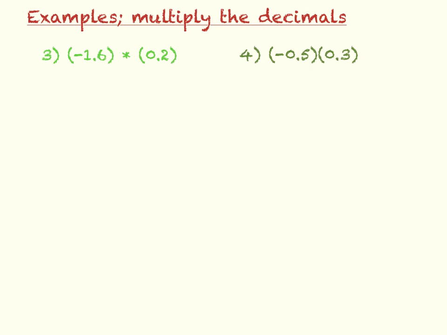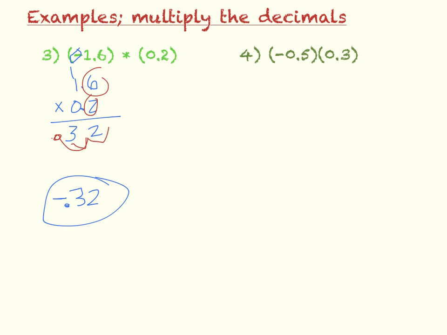Example 3. Negative 1.6 times 0.2. So I'm going to start, there's 1 negative, so my answer is going to be negative. And then I have 1.6 times 0.2. 2 times 6. 2 times 1 plus 1 is 3. And I don't have to do anything else, so I just count the number of decimal points. 1, 2, 2 places after the decimal. So that would put my decimal right here. And then your final answer is going to be negative 0.32, or you might put negative 0.32. But that's your final answer.